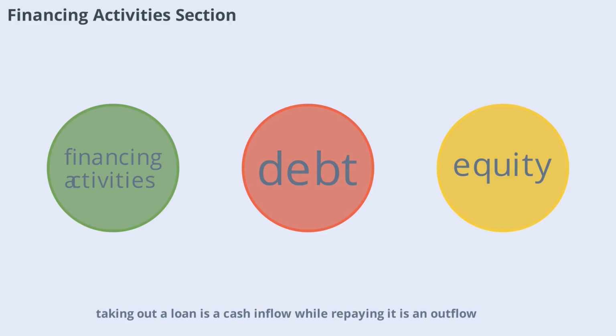For example, taking out a loan is a cash inflow while repaying it is an outflow. Issuing stock brings in cash while paying dividends reduces cash. This section shows how your company funds its operations and growth.